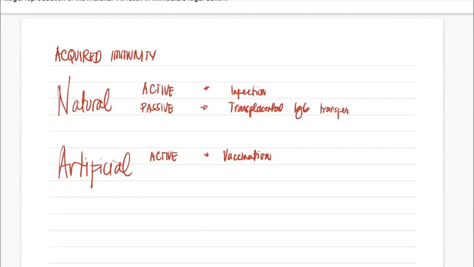Then we have artificial passive. Okay? Ito naman yung mga immunoglobulin na mismo yung mga binibigay sa iyo. So for example, we have the hepatitis B immunoglobulin, okay? RhoGAM for example, 'di ba? Kasi that's already an antibody that is only given to you.